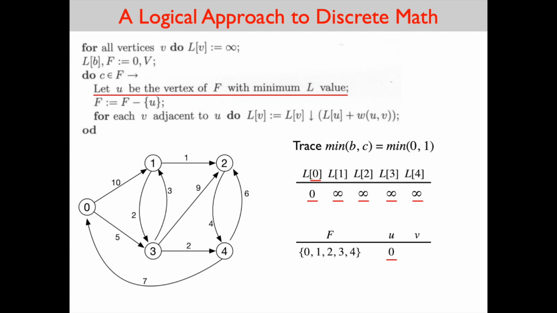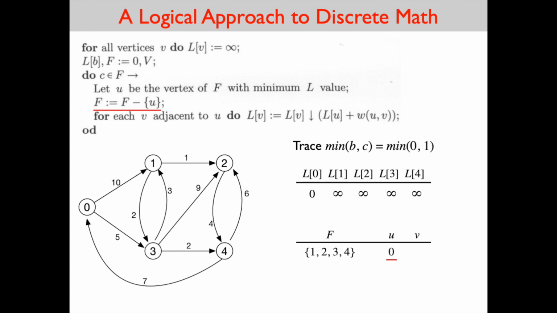All right, so now the next statement is a set difference. So we take the set F, and what it gets is the set F minus the set with the element U in it. So as we see on this next slide, F now no longer has the 0 vertex in it.